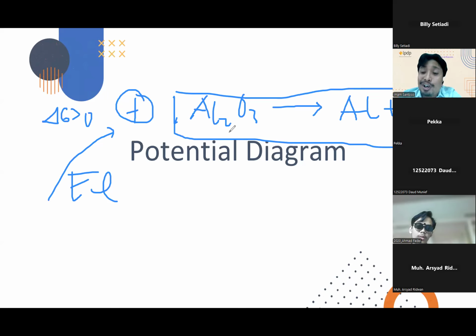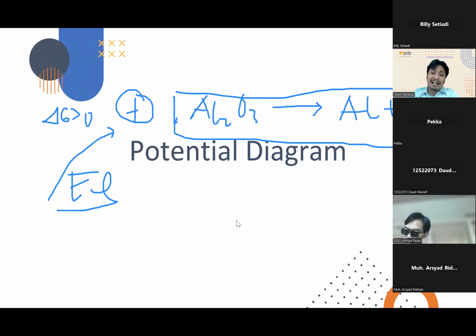Therefore, it's called electrolysis. Why do we need electricity? Because it needs energy. Why does it need energy? Because the Gibbs energy is positive. So the reaction can happen with the help of energy. The reaction is not spontaneous, but it still can happen.